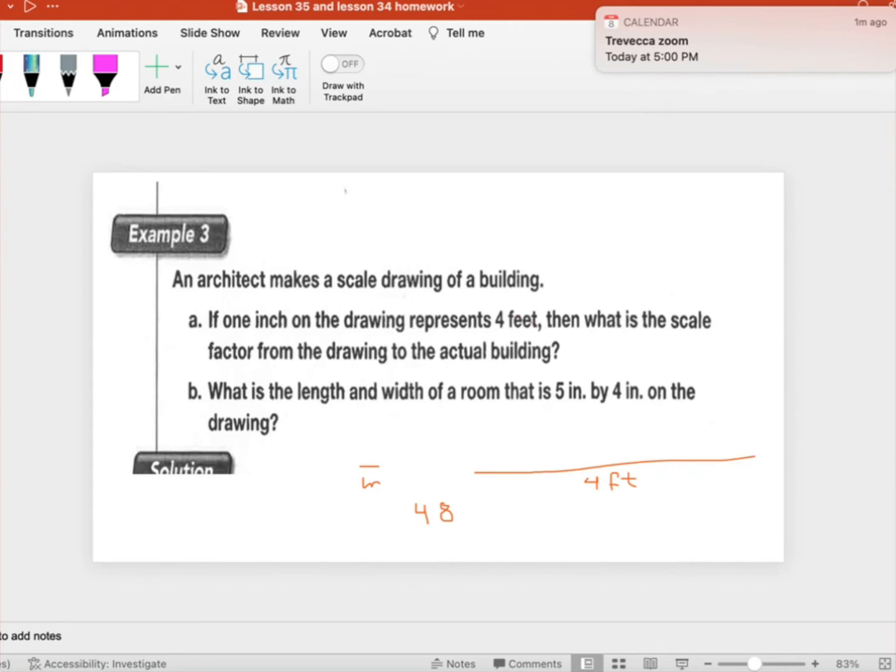So 1 inch on the drawing is 4 feet. Then what is the scale factor from the drawing to the actual building? We're going to say the scale factor is 48 because we're going from inches to 4 feet. What is the length and the width of a room that is 5 inches by 4 inches on the drawing? Since we're going to feet, 5 times 4 is 20 feet, and 4 times 4 is 16 feet. So we're talking about a 20 by 16 foot room.